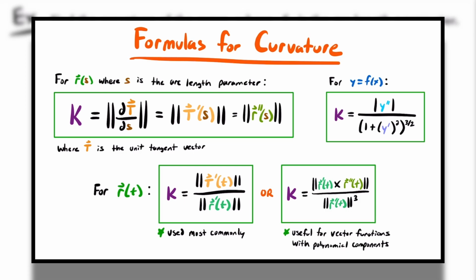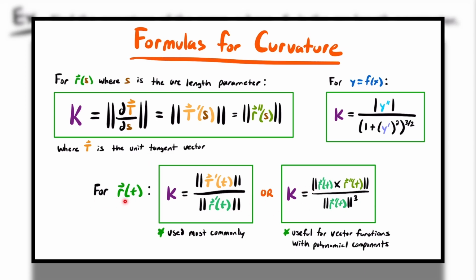Okay, so once again, this formula you should only use if you were already given a vector function in terms of the arc length parameter, or if you were already told that you have to reparameterize your vector function in terms of the arc length parameter. Okay, if you have to do that, then you might as well use this formula. But if you don't have to reparameterize, and your vector function is in terms of another parameter, such as t, then these two formulas down here are going to be your friends.